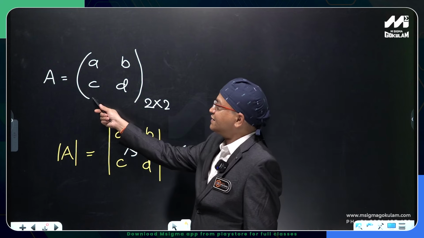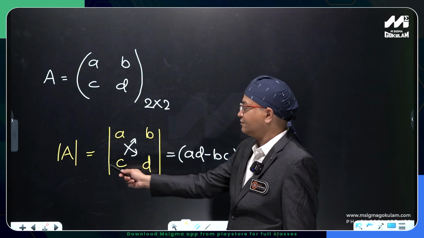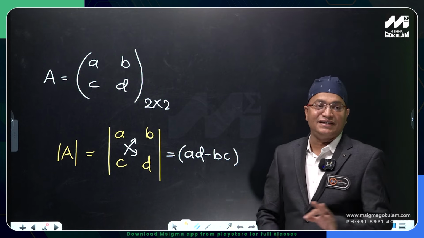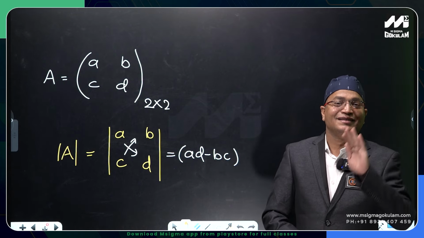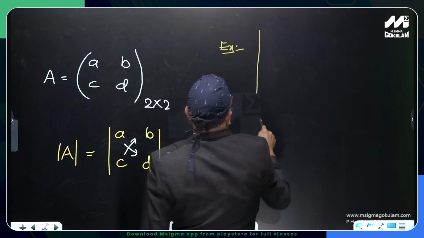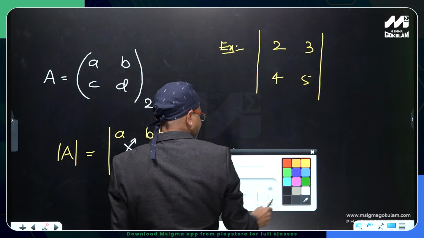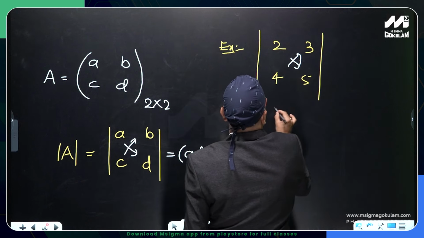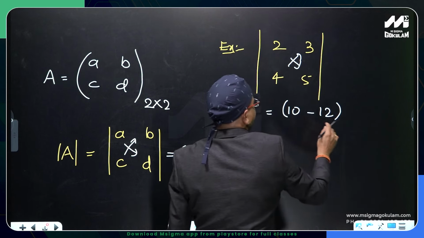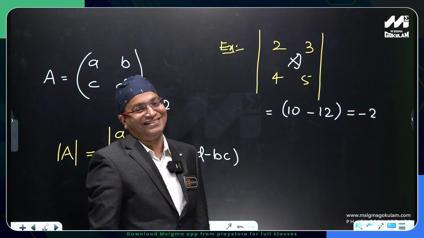You observe, this type of brackets is matrix. Here, one pair of vertical bars I am using. That is called determinant. That is giving finally one value, AD minus BC. That value is called value of the determinant of this matrix. For example, determinant of 2, 3, 4, 5. Take one cross multiplication like this. 2 into 5, 10, minus 4 into 3, 12. 10 minus 12, minus 2. That is the value of the determinant of that matrix.